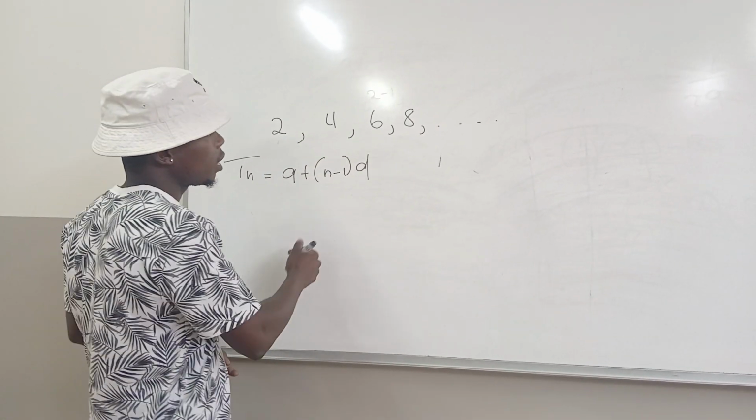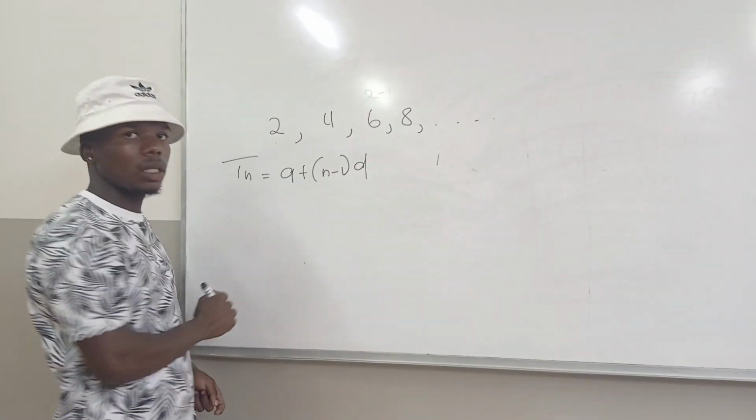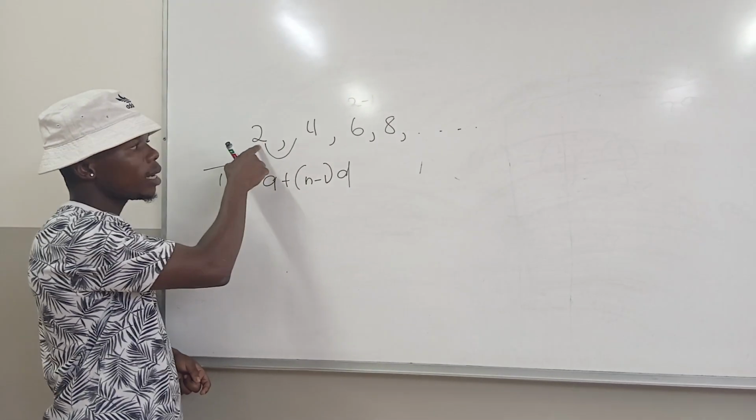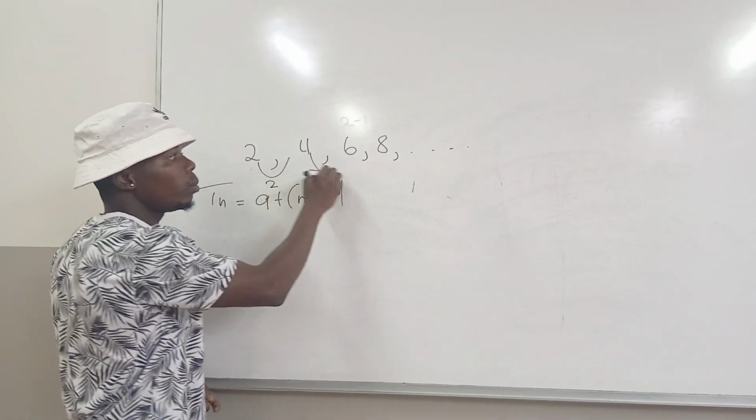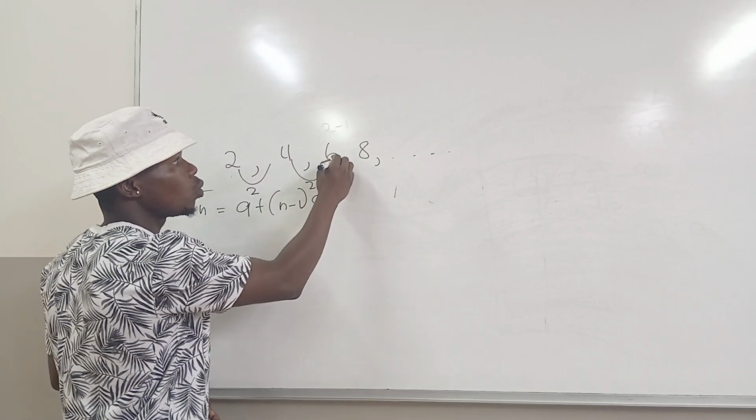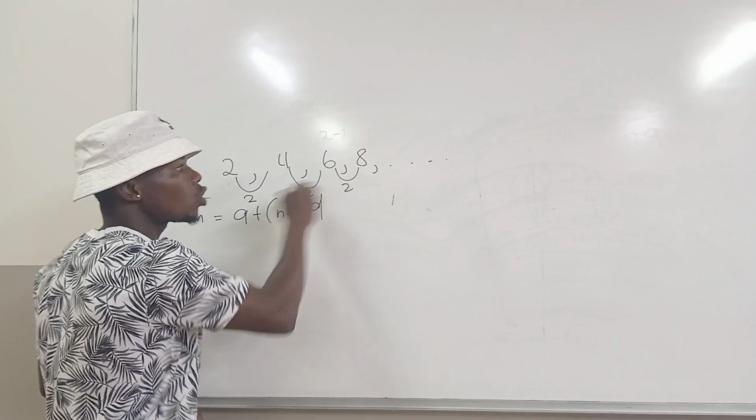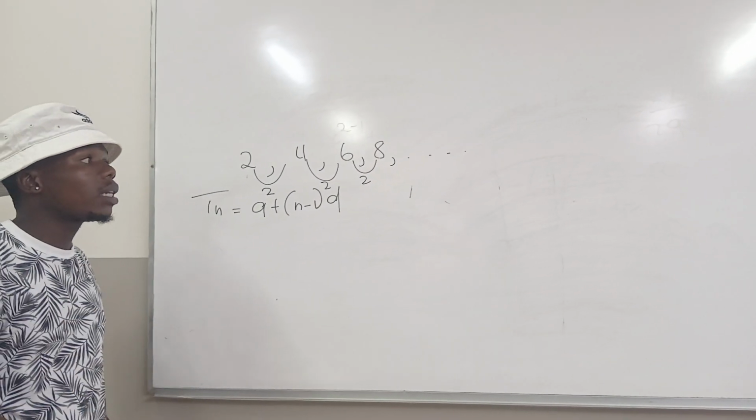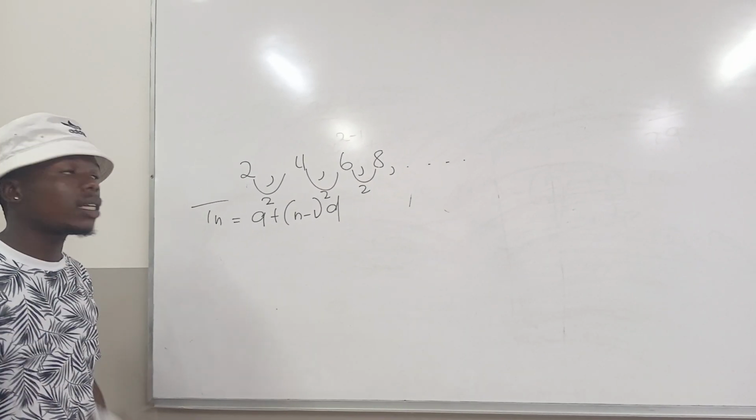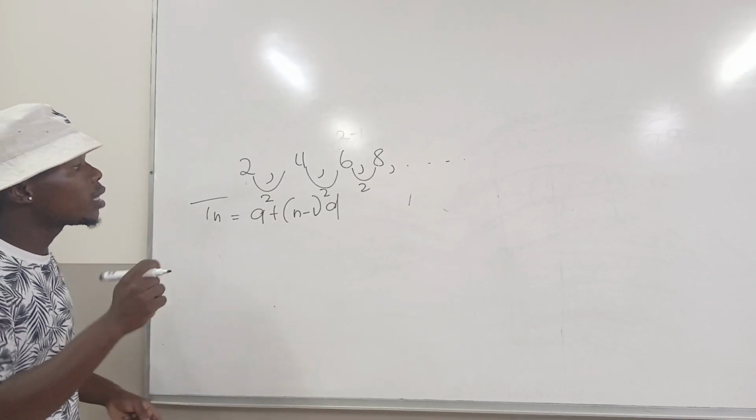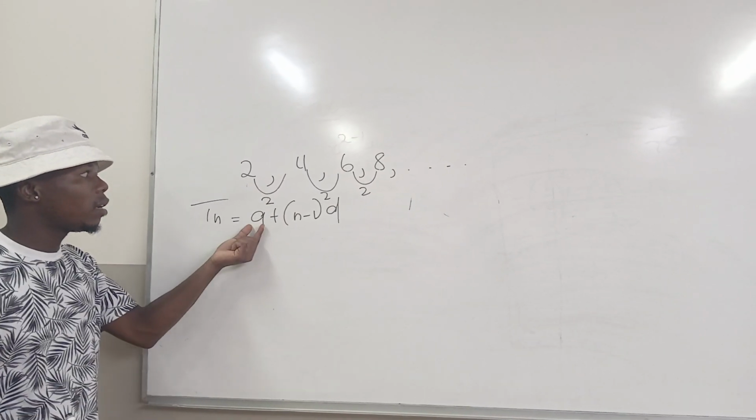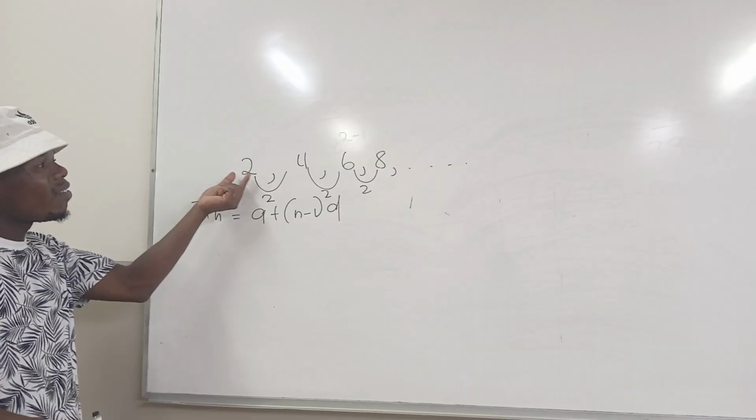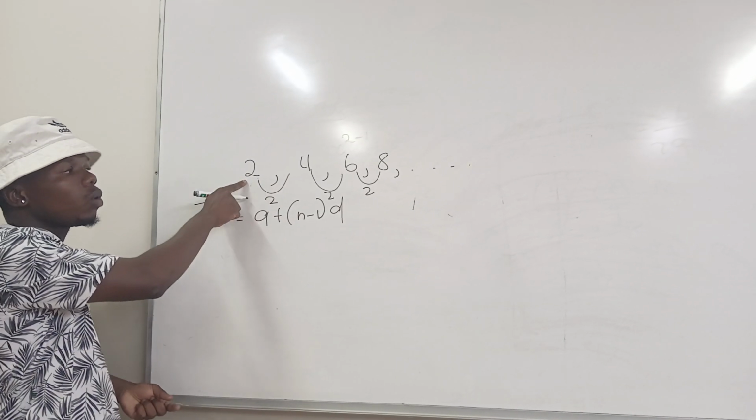Let's find the difference of this sequence. The difference will be 4 minus 2, which is 2. Then 6 minus 4, which is 2. Then 8 minus 6, which is 2. It means, yes, my friend, I have one constant difference in a linear sequence. We said that A is the first term in the sequence. What is the first term in the sequence?